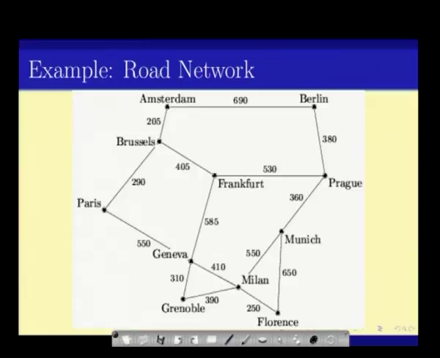Now, say if you want to go from Florence to Amsterdam, how do we go? Of course, one can go through Brussels, Paris, Geneva, Milan and then Florence, or one can go through Berlin, Prague, Munich and Florence and so on. So, there are multiple paths or roads that one can take. Now, which one is the smallest one?